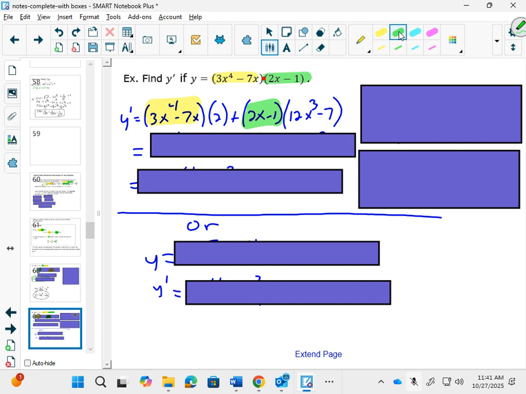You're like, if there's a product rule, does that mean there's a quotient rule? We're going to get there. Maybe we'll leave that for tomorrow.